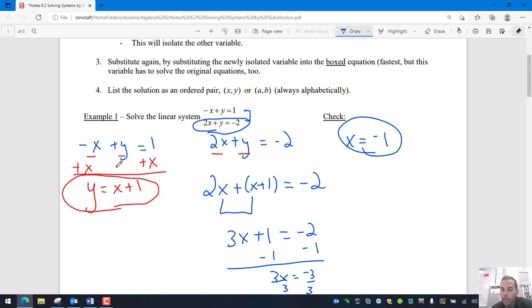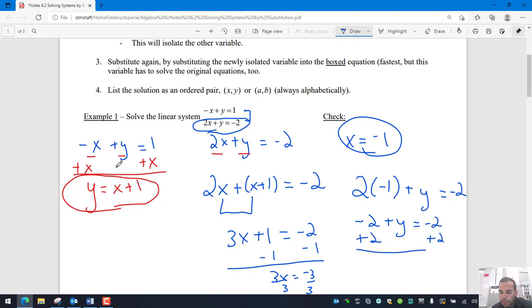And now I'm going to solve for y. So I'm going to substitute -1 in for x. So I'll still have 2, and then instead of writing x, I'll write -1 plus y is equal to -2. And this time I'm going to solve for y. 2 times -1 is -2. -2 plus y equals -2. Add 2 to both sides. And I should get y is equal to 0 for my y coordinate.